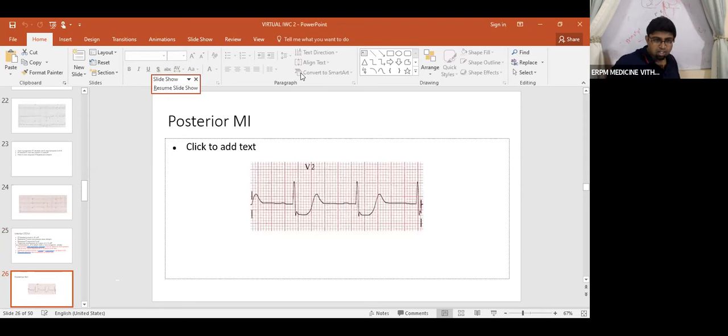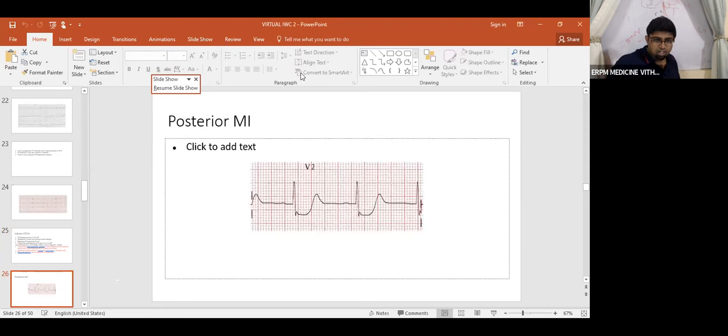Normally in the ECG, we don't put posterior leads. If you look at V1 in a normal person, V1 has a small R wave but a deep S wave. We'll discuss in the ECG class why this is happening. Small R wave and deep S wave.